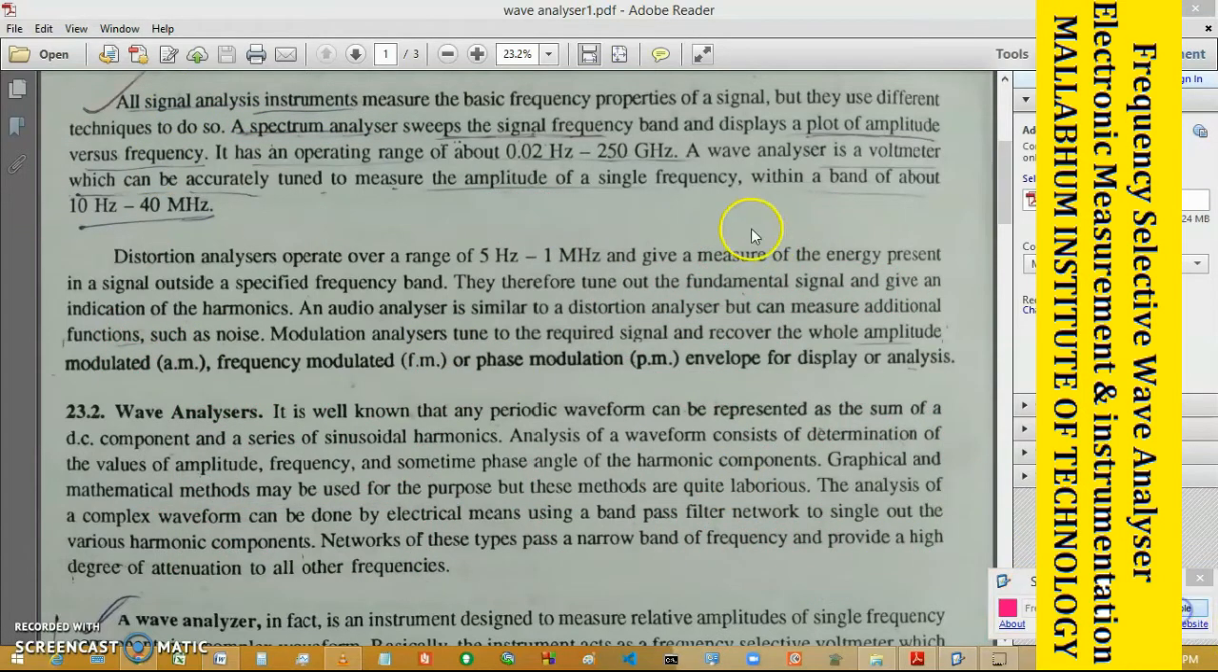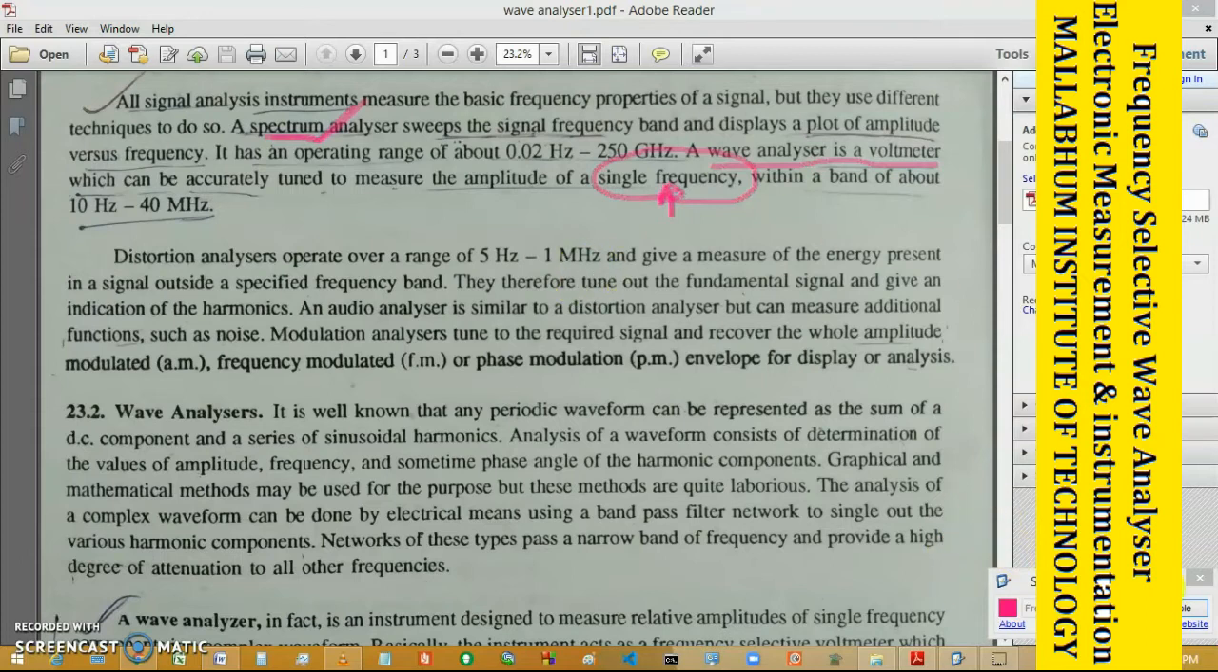So that is written over here. The spectrum analyzer plots a range of frequency with the amplitude on the y-axis. The wave analyzer is a particular instrument: the spectrum analyzer plots a range of frequency with the amplitude, but the wave analyzer is used to measure a single frequency component present within a signal. You may call it a frequency selective voltmeter. We are today discussing the wave analyzer. The wave analyzer is a frequency selective voltmeter, which measures a particular frequency's amplitude with the help of a voltmeter. The circuit consists of different filter circuits to tune to a particular frequency value, and the voltmeter measures that particular frequency's amplitude.